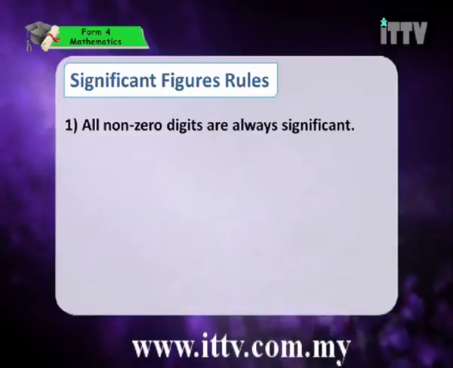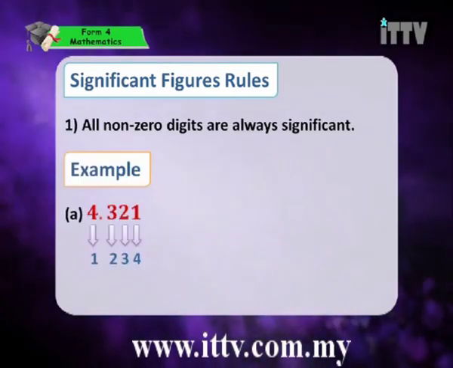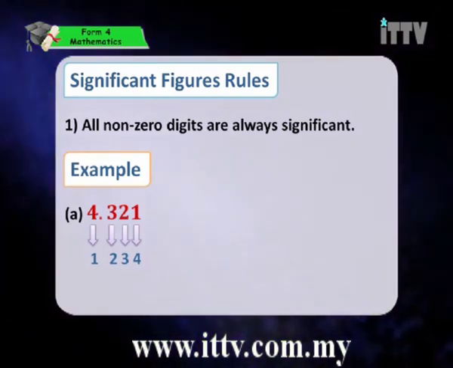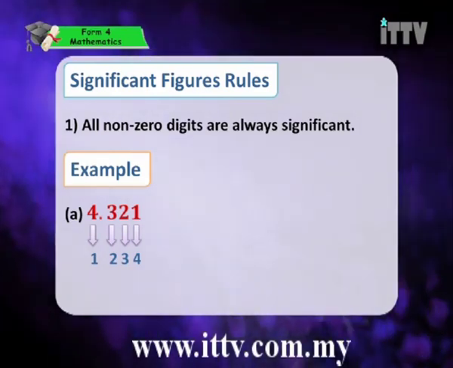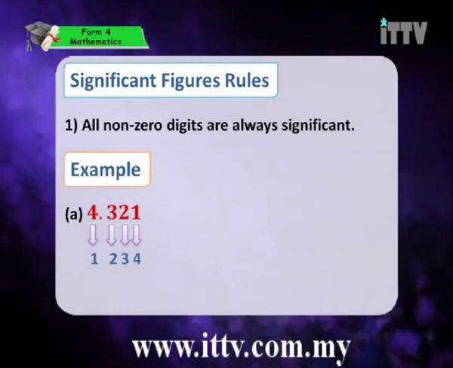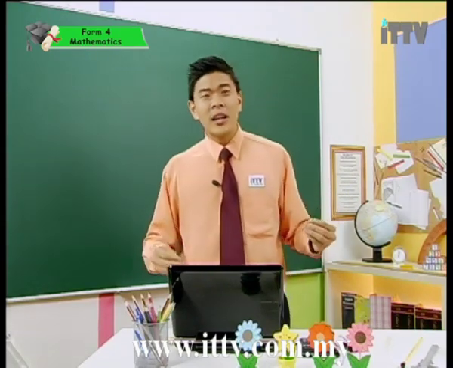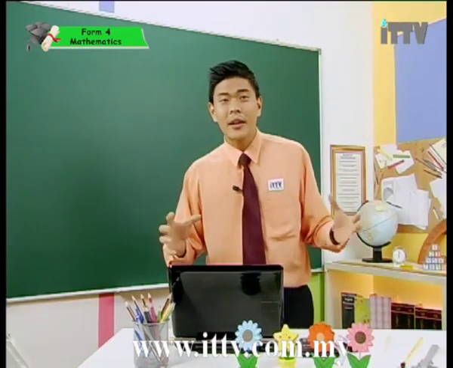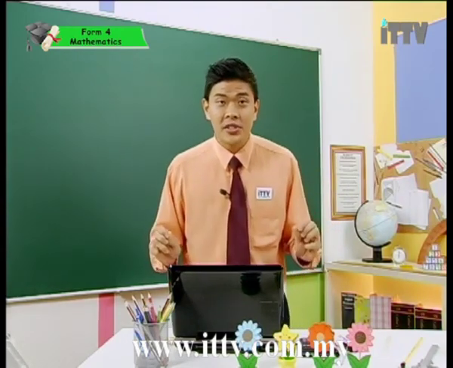In rule 1, all non-zero digits are always significant. Example, 4.321 has 4 significant figures. So this number has 4 significant figures. What does this rule actually mean? When you have any number, it doesn't matter whether it's a whole number or a decimal, if all the digits are non-zeros from 1 to 9, all of them will be considered significant figures.